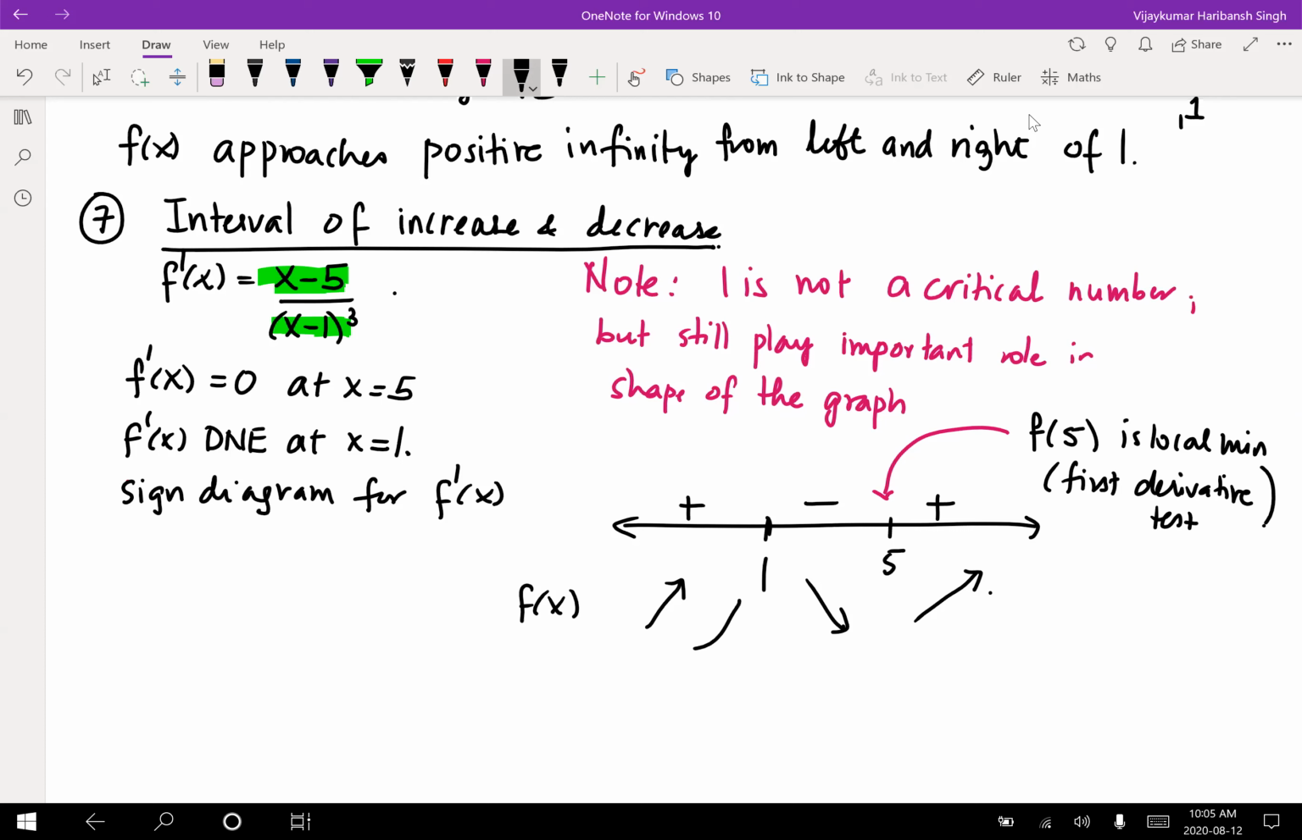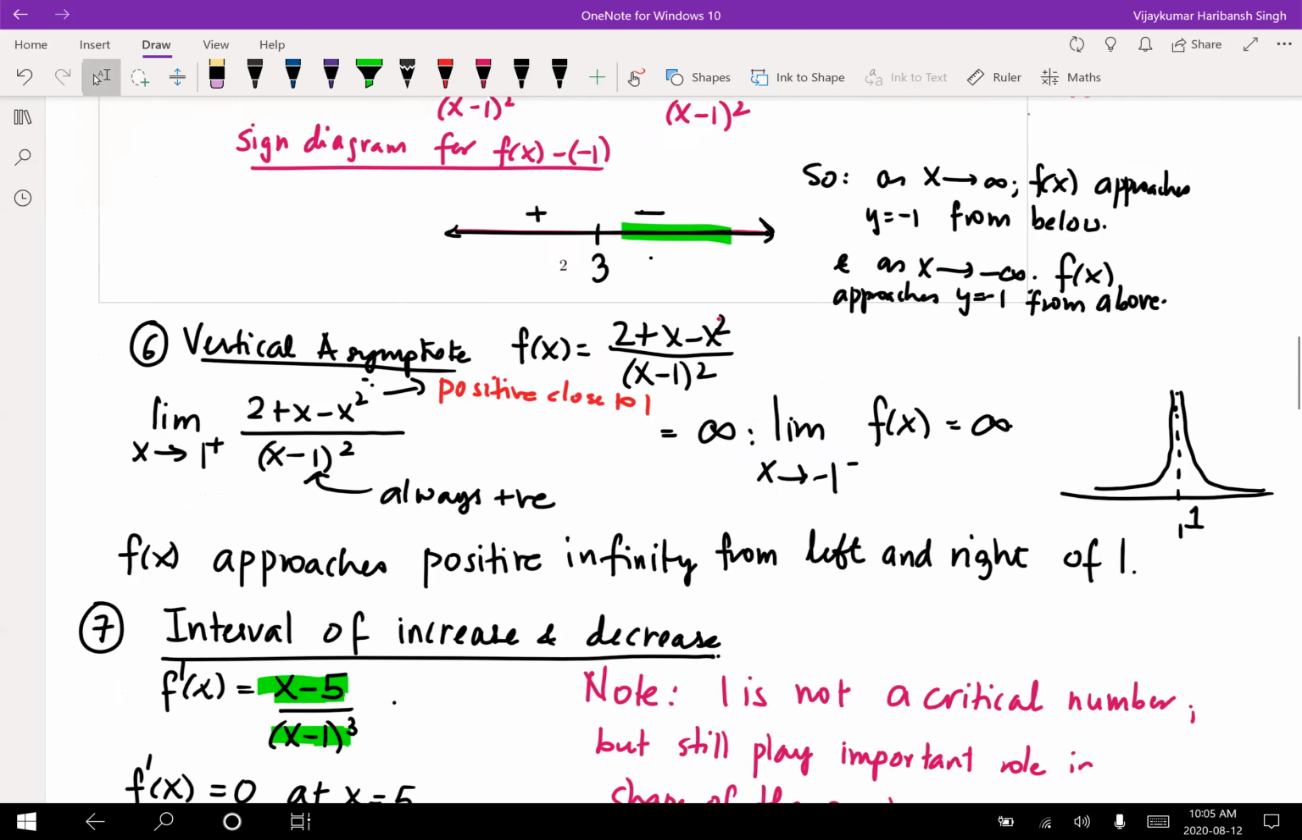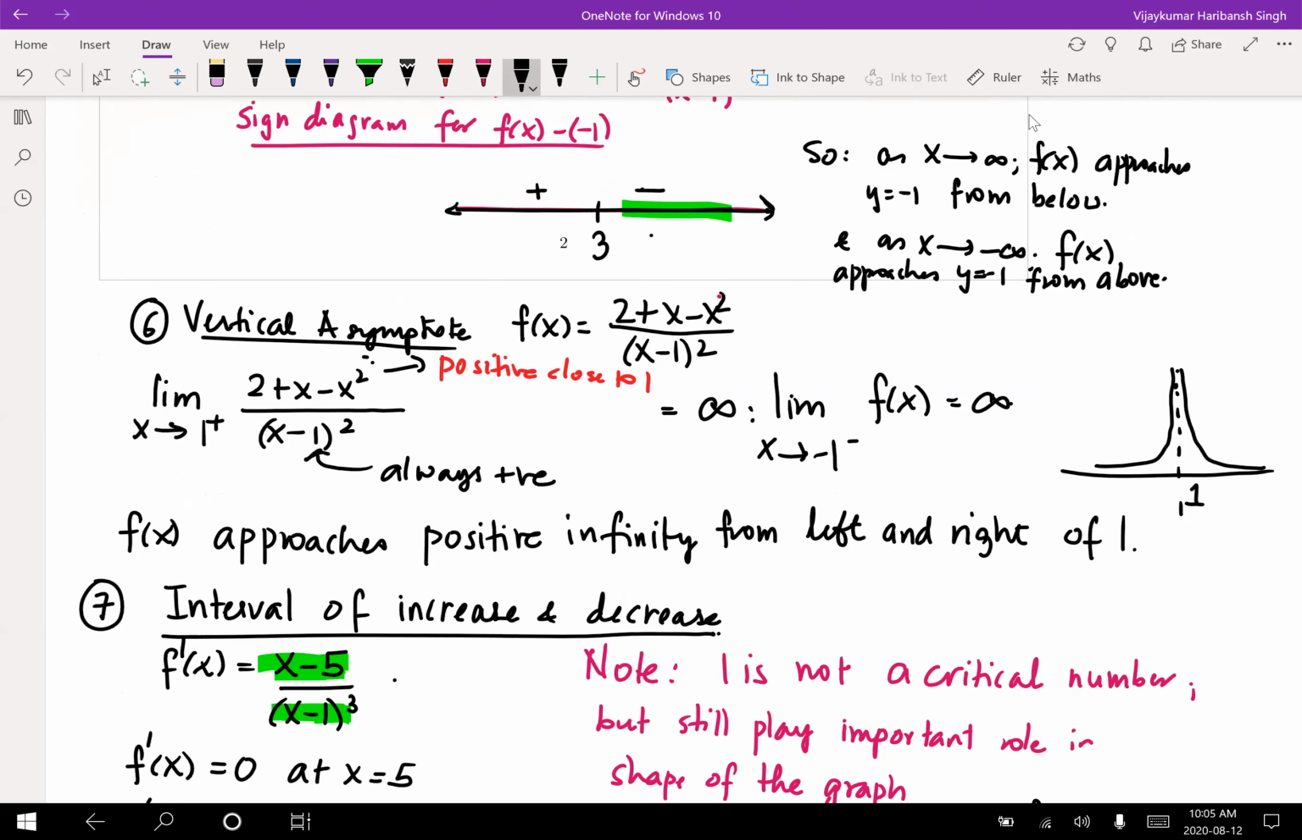And what about this point? This point is not a local extrema, right? It's not a local extrema. Why? Since it's not a critical point. So we have done basically intervals of increase and decrease, and what? And local extremum.